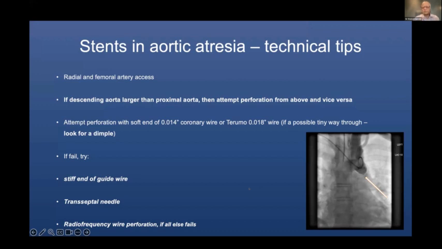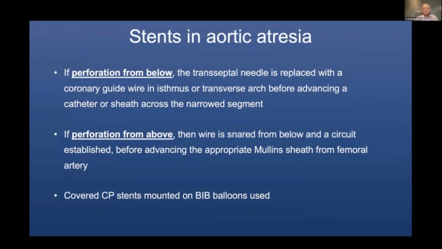Now, if the soft end of the coronary wire fails, or a Terumo wire, then you can try the stiff end of the guide wire, but that's not the first choice. Transseptal needle, again, that's not the first choice. And radiofrequency wire perforation if all else fails. Now, if you're perforating from below, and let's say, for the sake of argument, you're using a transseptal needle and you've got through, then it's best to put a coronary guide wire through the needle into the isthmus or transverse arch before you advance the catheter or sheath across, because you want to make sure that your guide wire or the perforation is into the vessel rather than outside, and I'll come back to that.